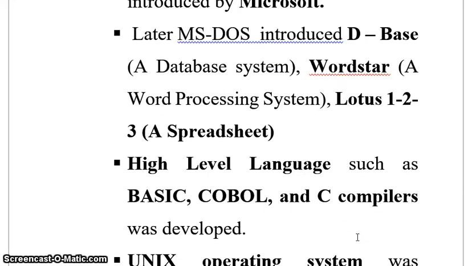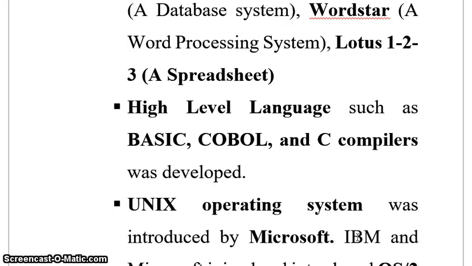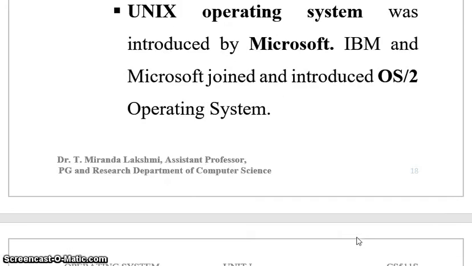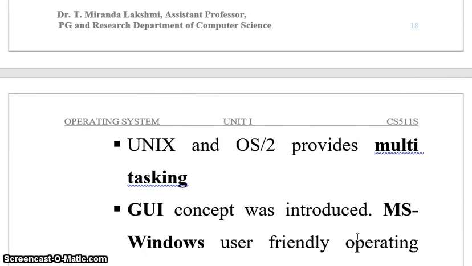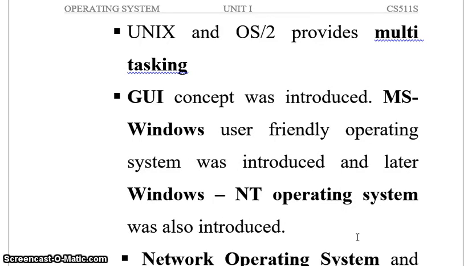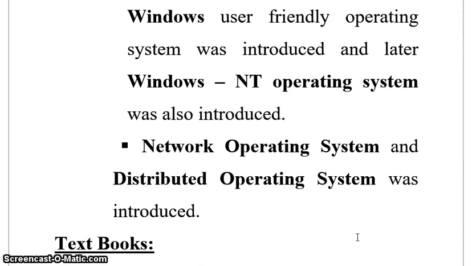High-level language compilers like BASIC, COBOL and C were developed. The Unix operating system was introduced, and IBM and Microsoft joined together and introduced the OS/2 operating system. Unix and OS/2 provide multitasking, and the GUI concept was introduced. MS Windows, a user-friendly operating system, was introduced, and later the Windows NT operating system was also introduced. Network operating systems and distributed operating systems were introduced in this fourth generation.